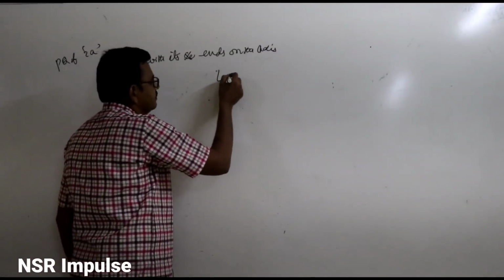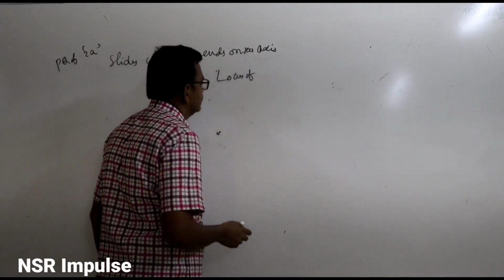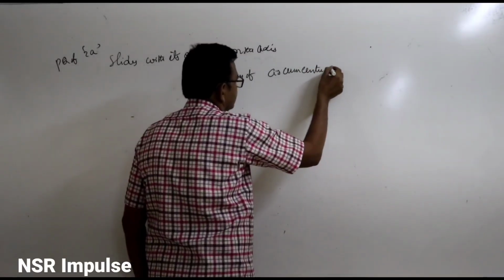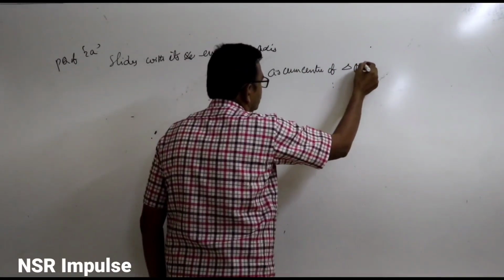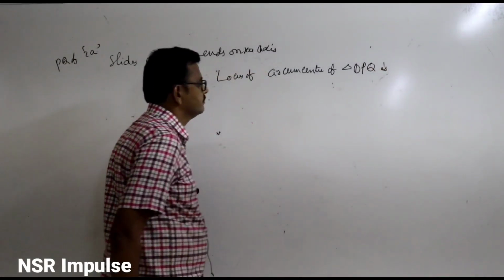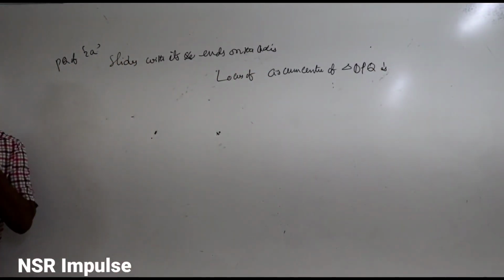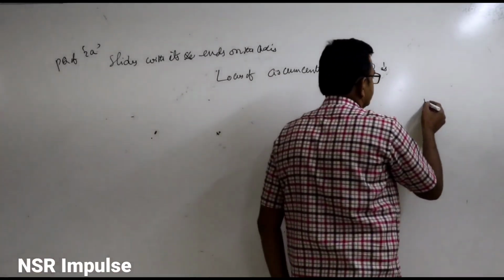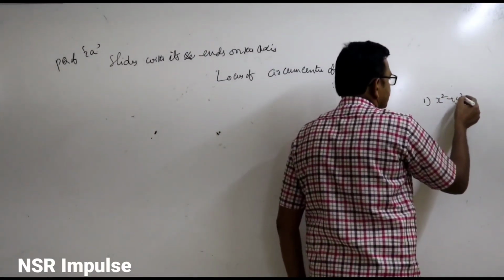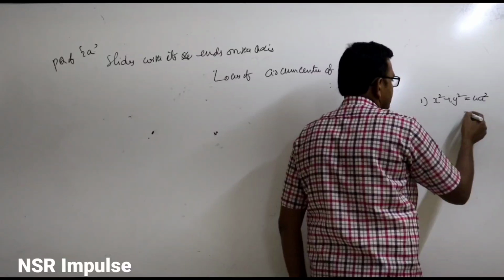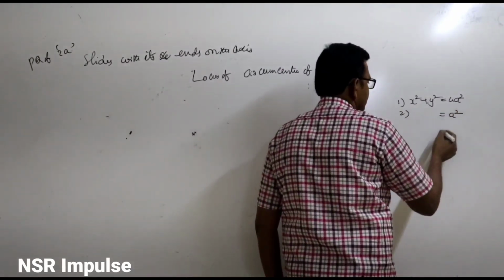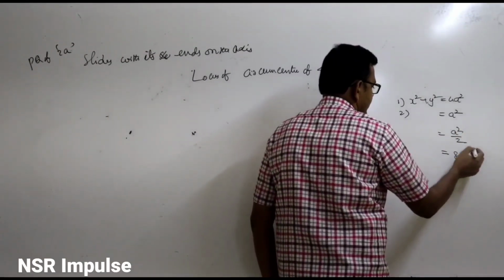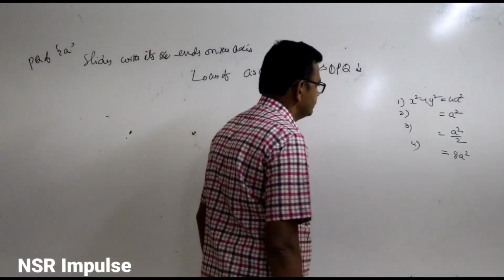Then the locus of circumcenter of triangle OPQ is. The options are: x square plus y square equal to 4a square, x square plus y square equal to a square, x square plus y square equal to a square by 2, and 8a square.